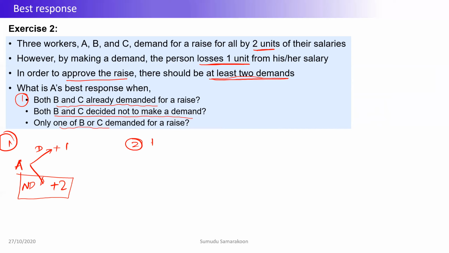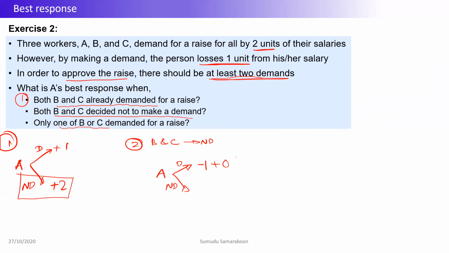So B and C picked not to make a request for a salary raise. So now A has two options: demand, not demand. Now, if he demands, he's going to lose one. And since there's only one request, there is no salary increase.